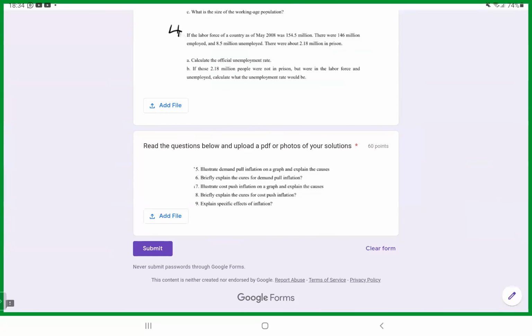The question reads, briefly explain the cures of demand pull inflation. How can you reduce? How can you cure? What are some of the cures of demand pull inflation? What did we say last time?